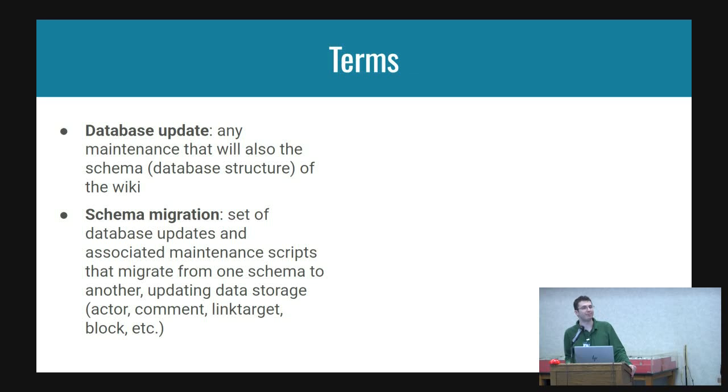We had, for example, the actor migration. In previous versions of MediaWiki, you would store for each edit the user ID and the username associated with it. And for each log entry, the user ID and the username. And for each page move, that's in the log entry table, so bad example. But you would have, for every edit, you would need to store the username.